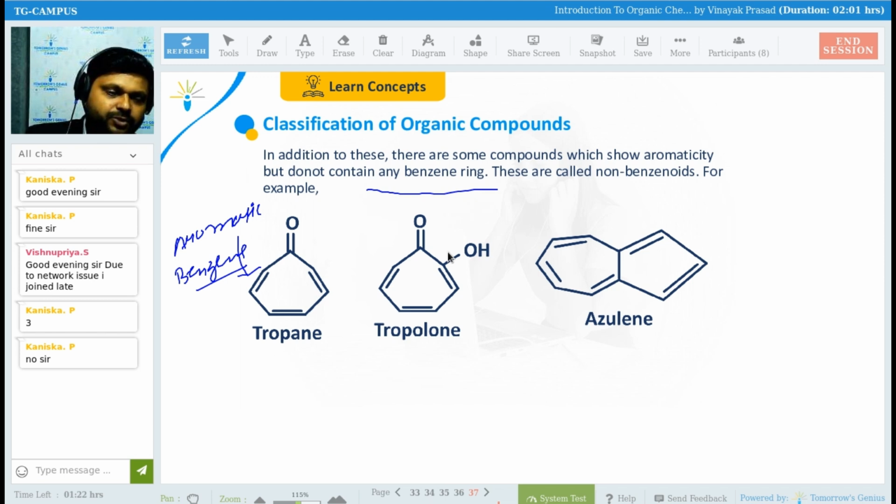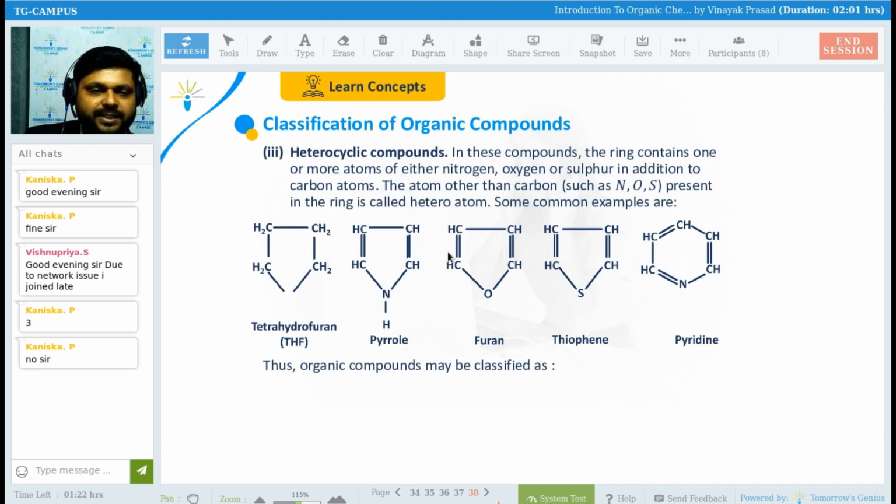So tropane, tropolone, and azulene: you can see these are examples of aromatic compounds. Now we are going to see about heterocyclic compounds. What is the meaning of hetero? Hetero means something different, right? Hetero means different.